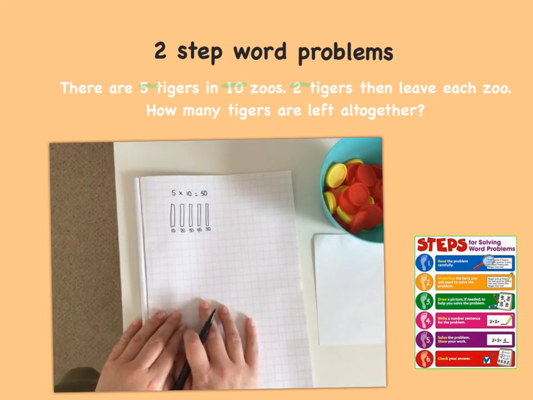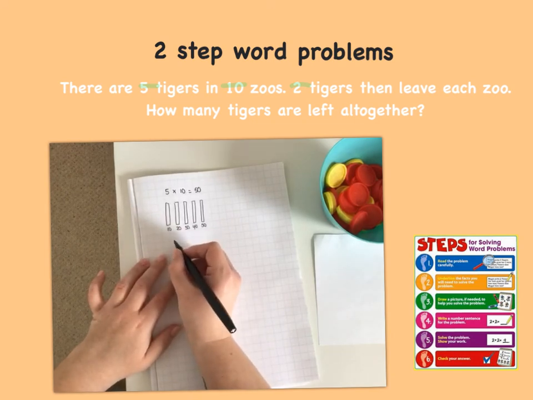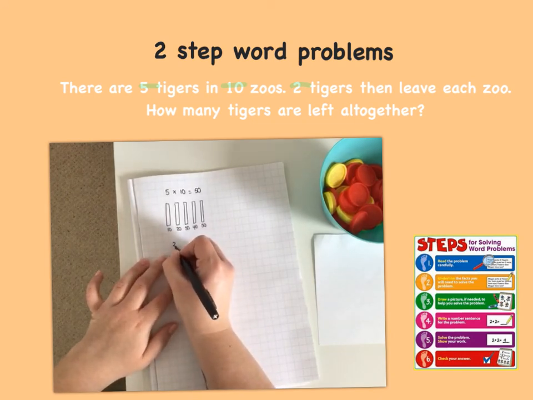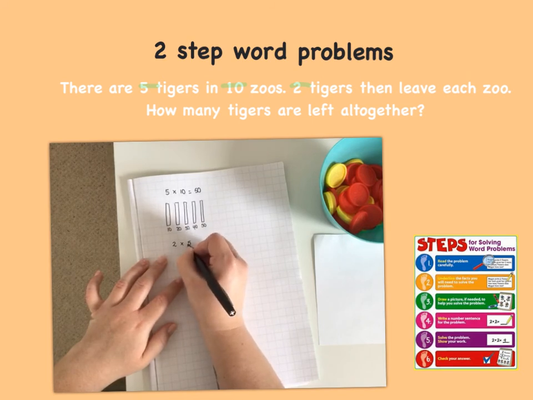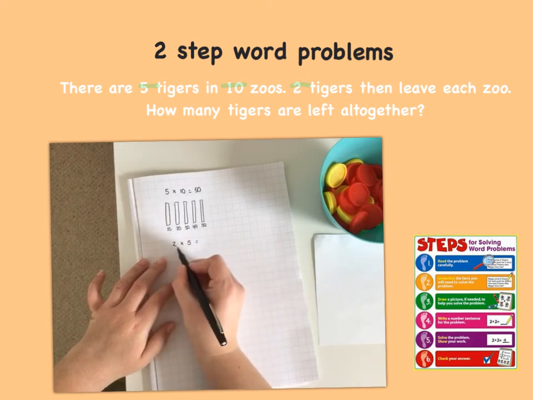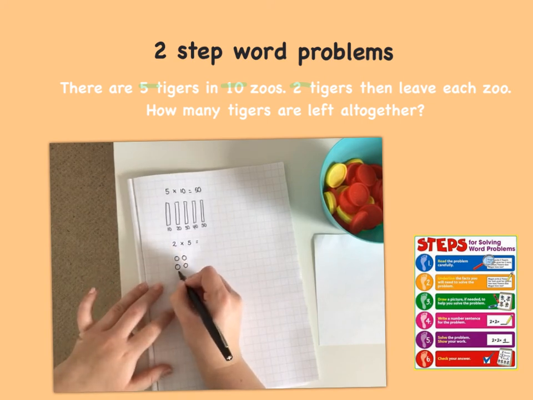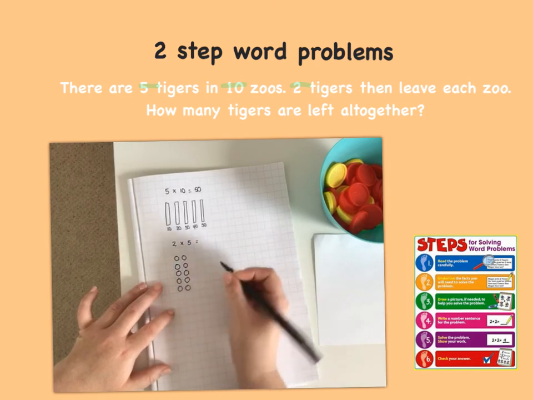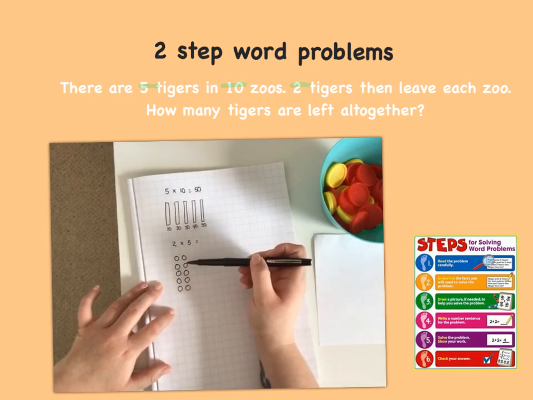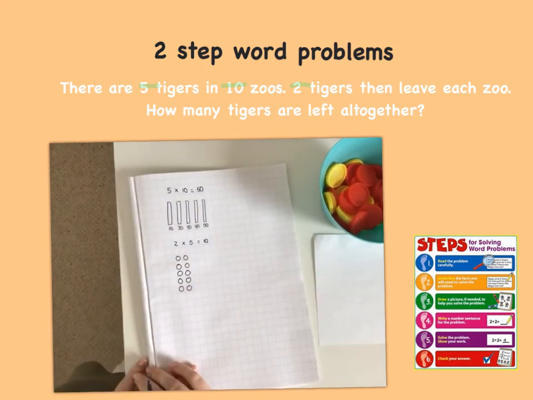It says 2 tigers leave each zoo. So I need to do another multiplication before I can do the last part. So this is a sneaky 3-step. Now I'm going to do 2 tigers from each zoo leaving. Remember there's 5 zoos altogether. So I'm going to use an array this time. I need 2 lots of 5. There's 2 tigers in zoo 1, 2 more tigers, zoo 3, zoo 4, zoo 5. And I'm going to count in 2s to work it out. 2, 4, 6, 8, 10. So that means 10 tigers leave all the zoos.